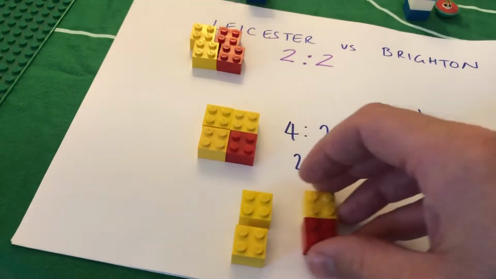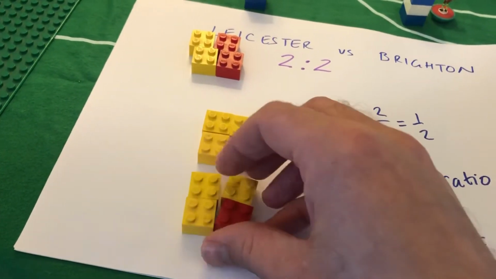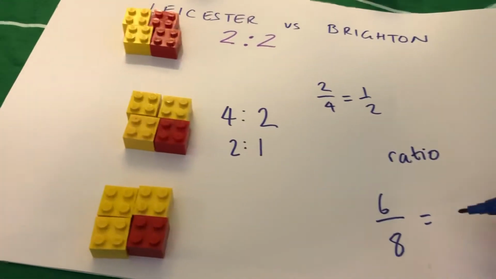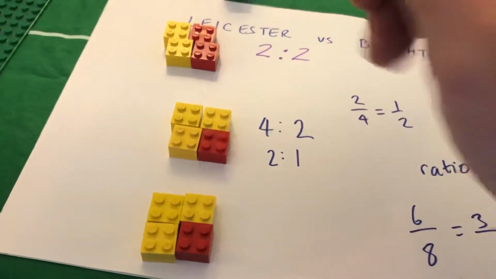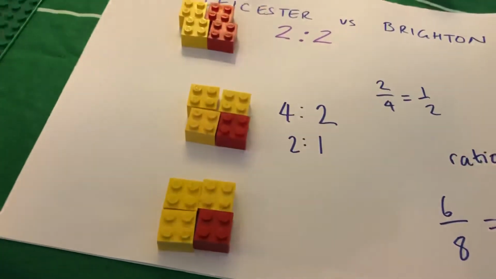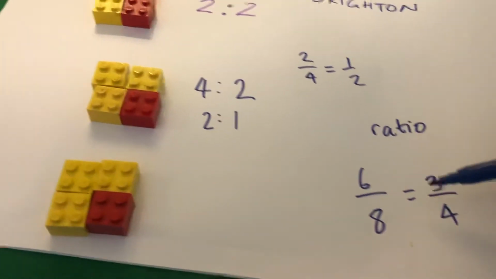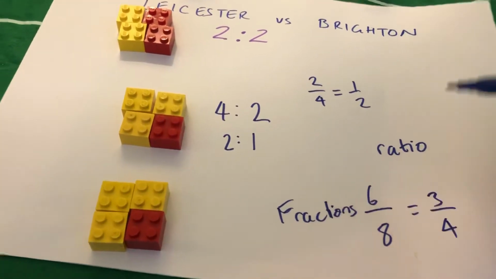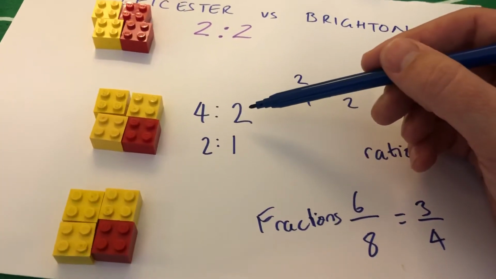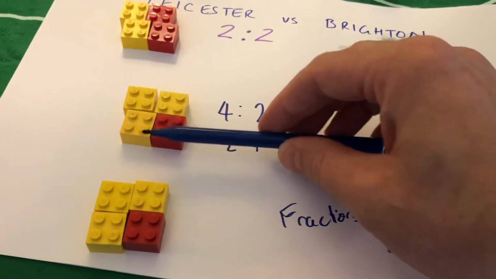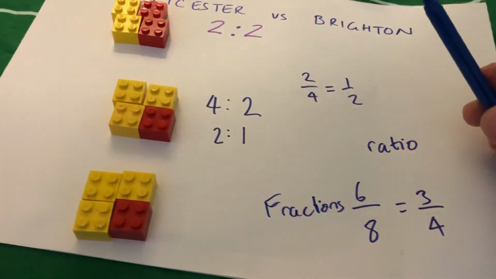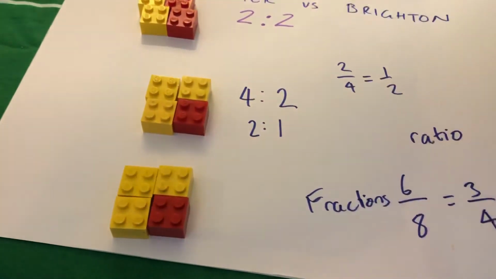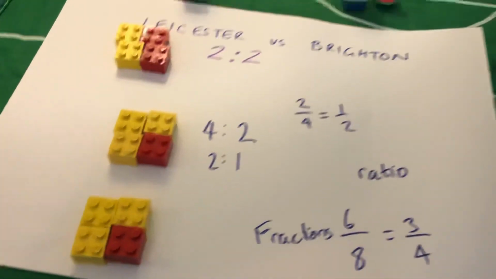That 6 out of 8 is the same as how many? 3 out of 4. Because yes, I'm back to fractions now. So here, the ratio of the goals was 4 to 2. But I'm talking now about the goals scored to the goals missed. So yes, there was a ratio there of 3 to 1 scored versus missed. Okay, so there we go.